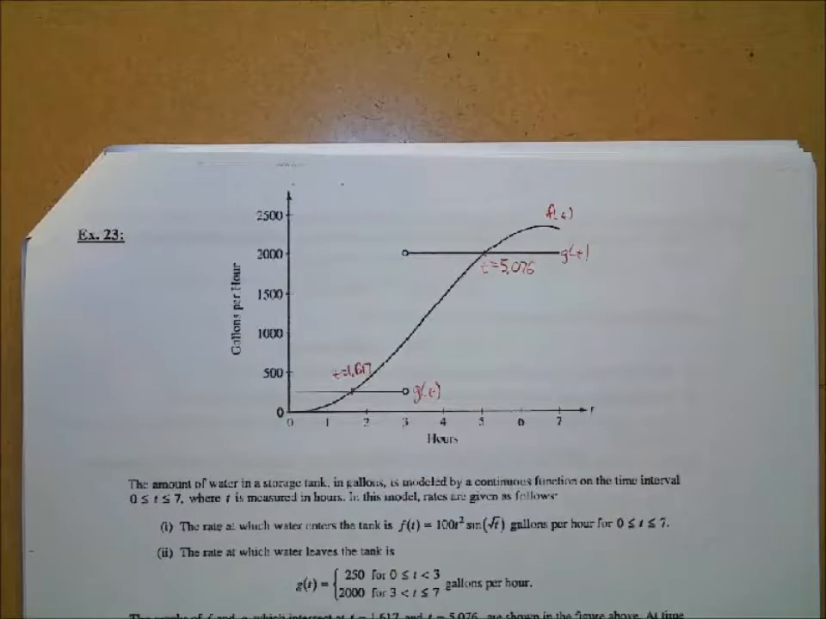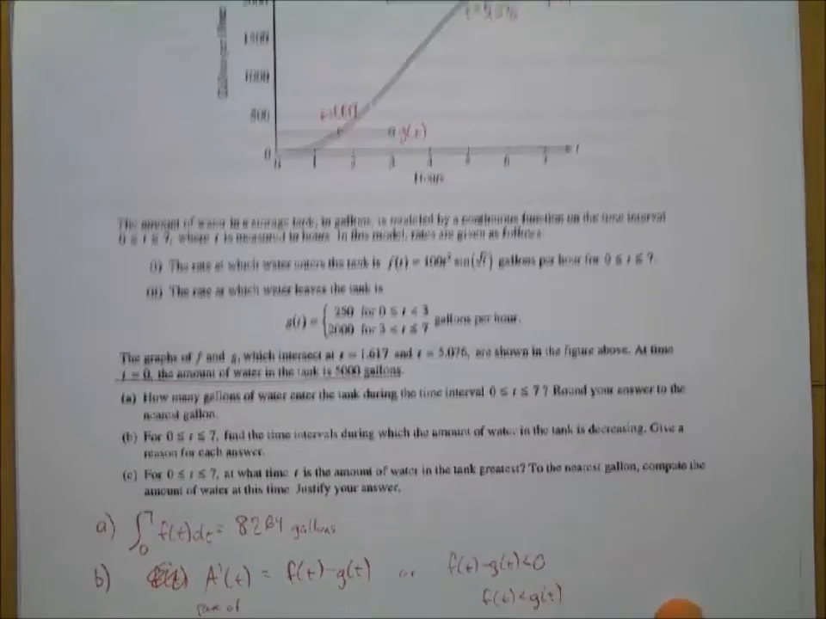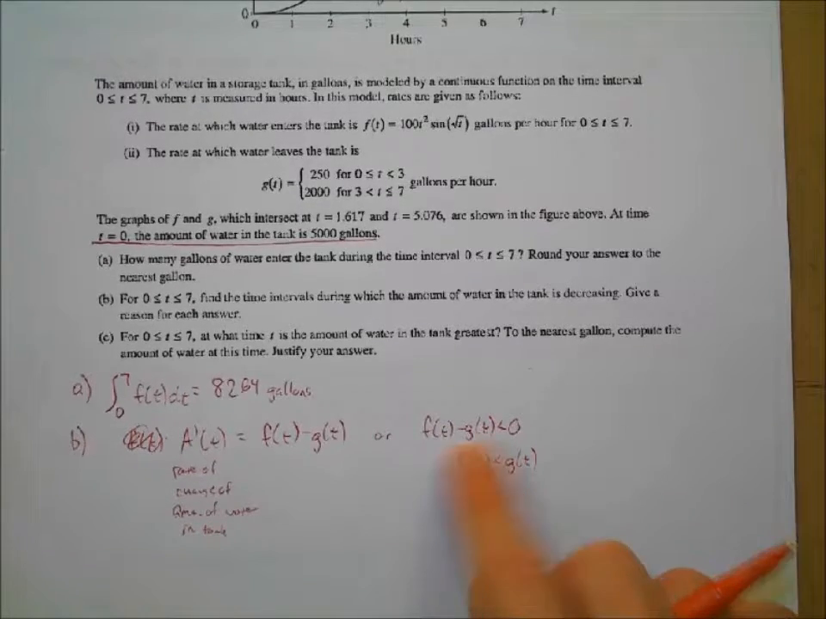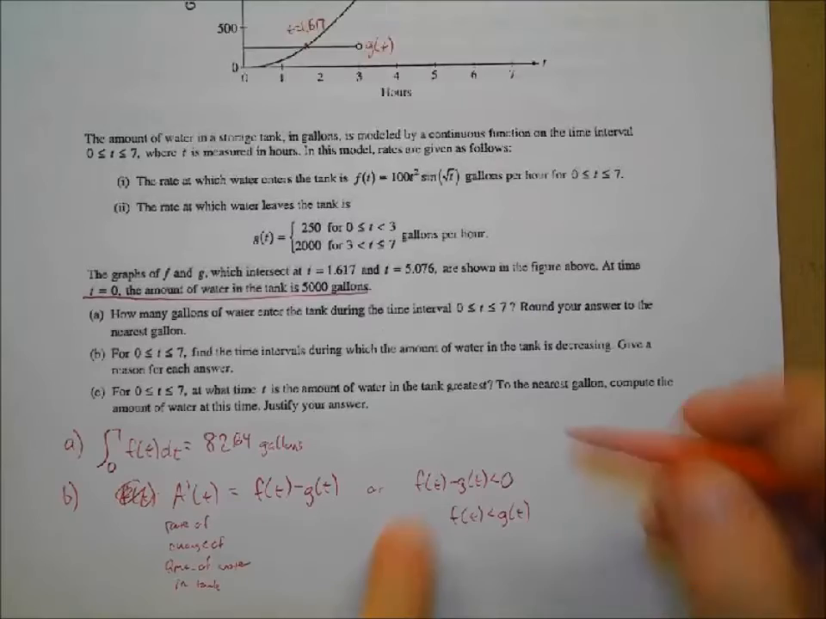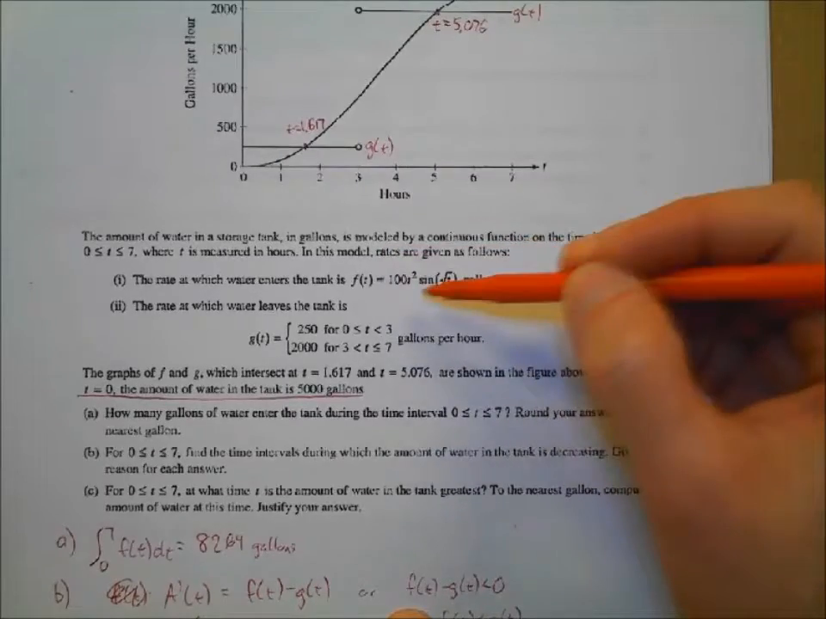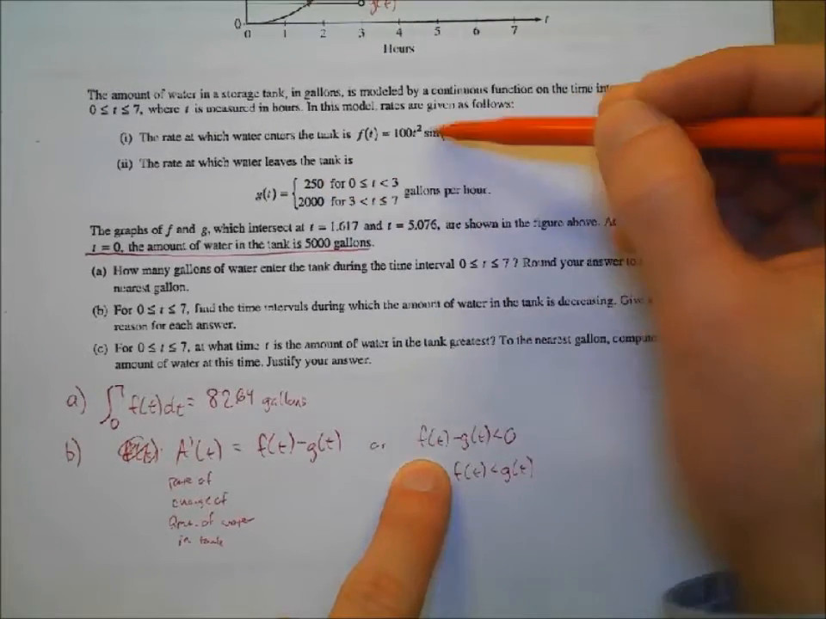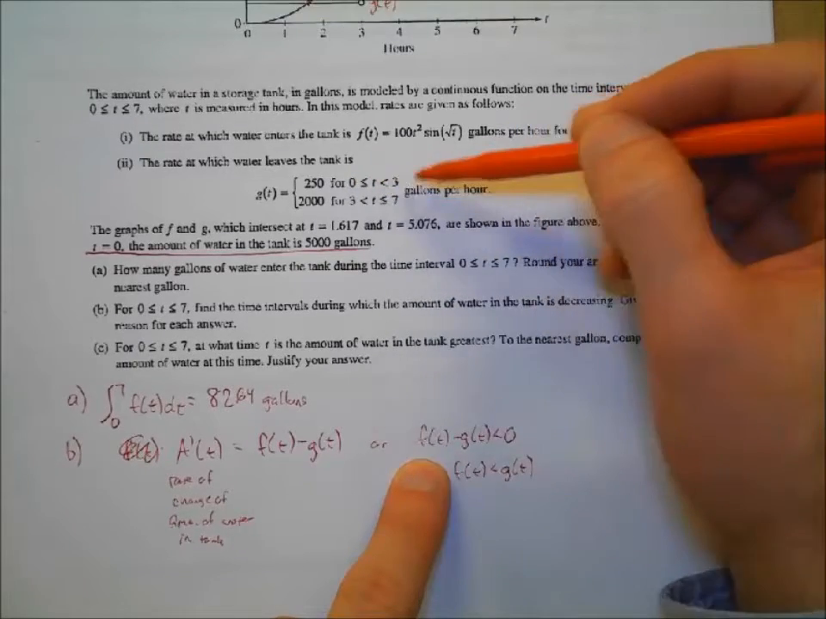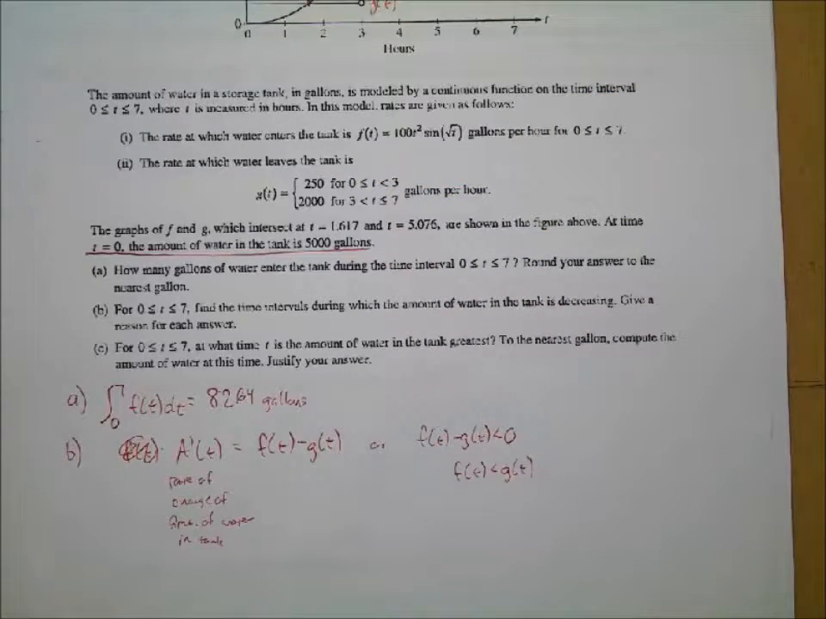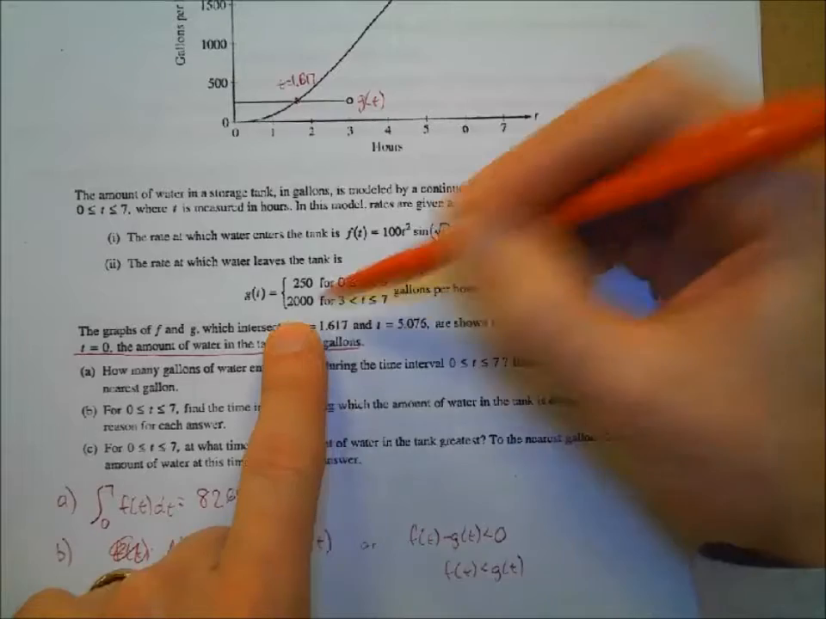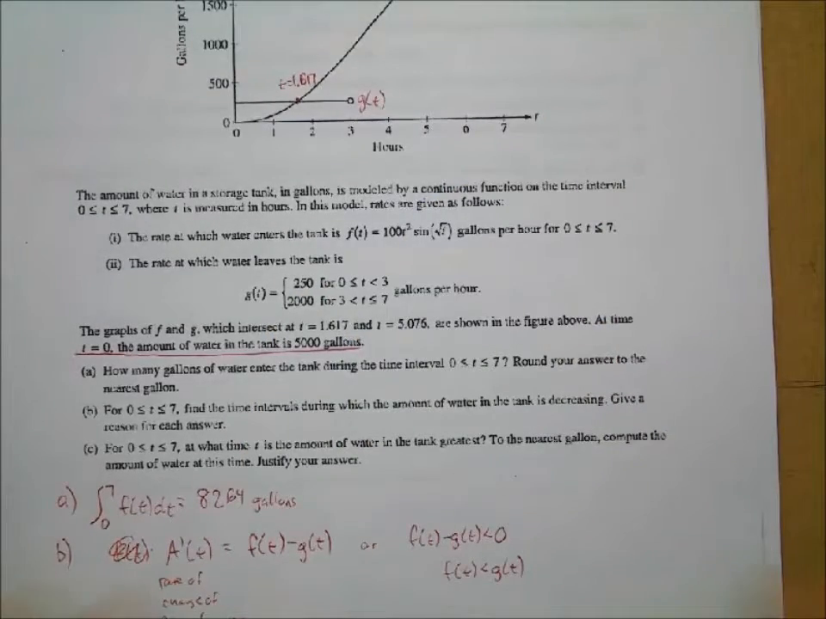Of course, if you wanted to, you could use your graphing calculators and do f of t minus g of t. I would suggest that you do it two different times. For the interval from 0 to 3, you could do f of t minus 250 and see the interval below the x-axis. Then do a separate interval for values between 3 and 7 with f of t minus 2000, and again see where it's below 0. But again, we could just look at the graph here.